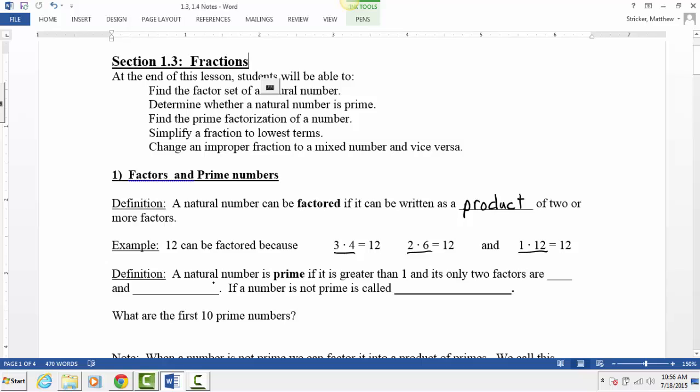One more definition. A natural number is said to be prime if it is greater than 1 and its only factors are the number 1 and itself. If a number is not prime, it is called composite.